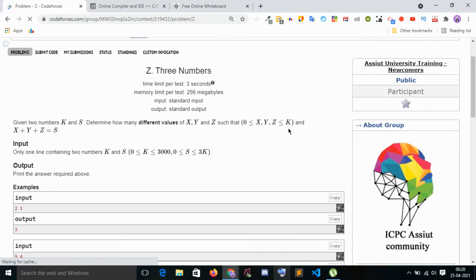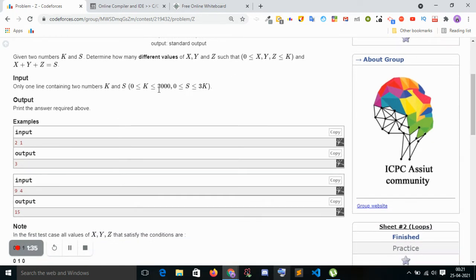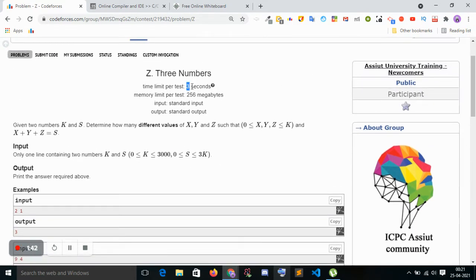So let's try to solve the very basic approach first. The question is: given two numbers k and s, determine how many different values of x, y, z there are such that x, y, z is greater than or equal to 0 and less than or equal to k, and x plus y plus z should be equal to s. Here k is 3000, and our time limit is 3 seconds.